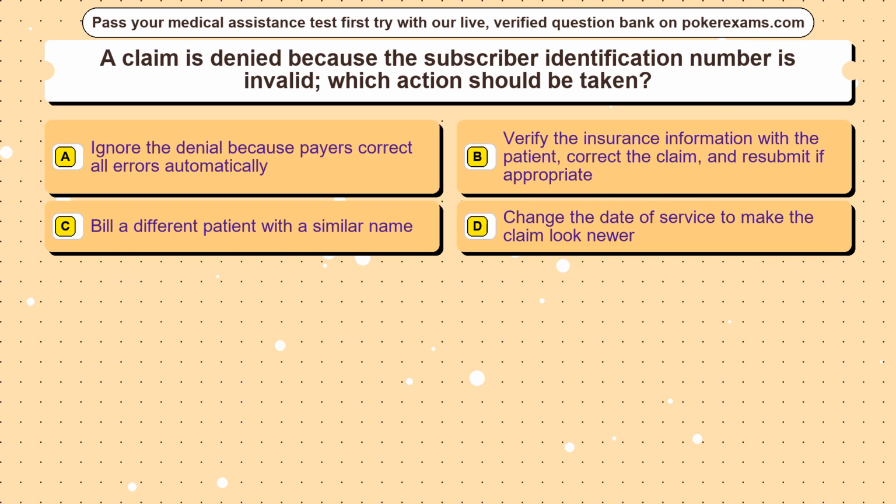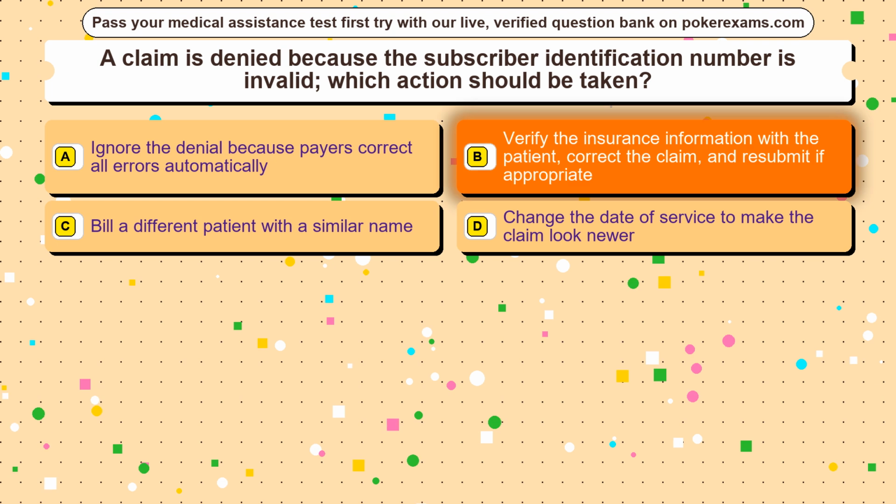Question 85. A claim is denied because the subscriber identification number is invalid. Which action should be taken? Option A. Ignore the denial because payers correct all errors automatically. Option B. Verify the insurance information with the patient, correct the claim, and resubmit if appropriate. Option C. Bill a different patient with a similar name. Option D. Change the date of service to make the claim look newer.